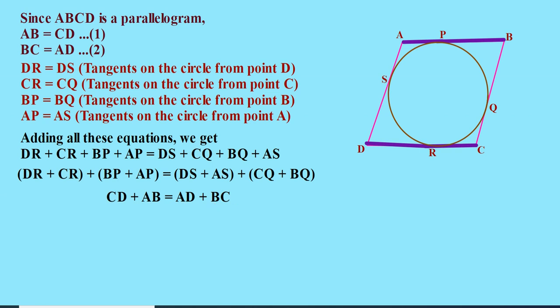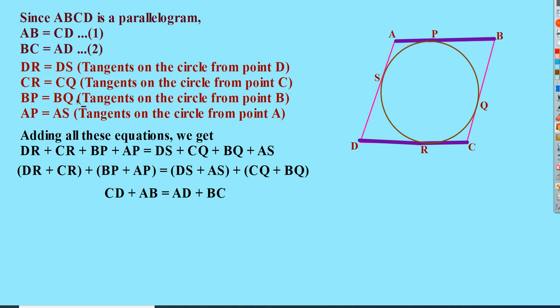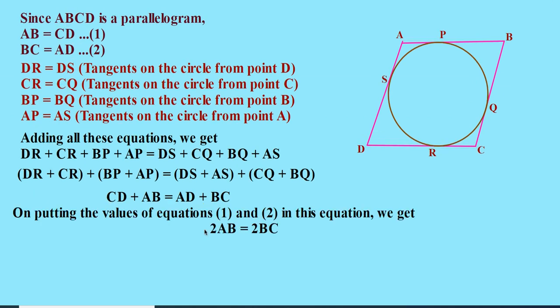Now here look at equations 1 and 2. Instead of CD you can write AB because AB is equal to CD. Similarly, instead of AD you can write BC because BC is equal to AD. So this equation will become 2AB is equal to 2BC. Dividing throughout by 2 we get AB is equal to BC. Let it be equation 3.